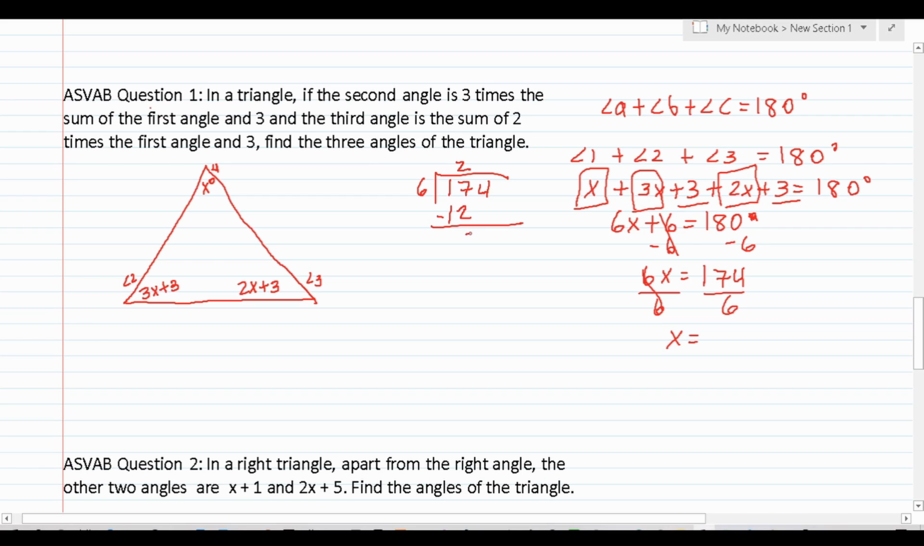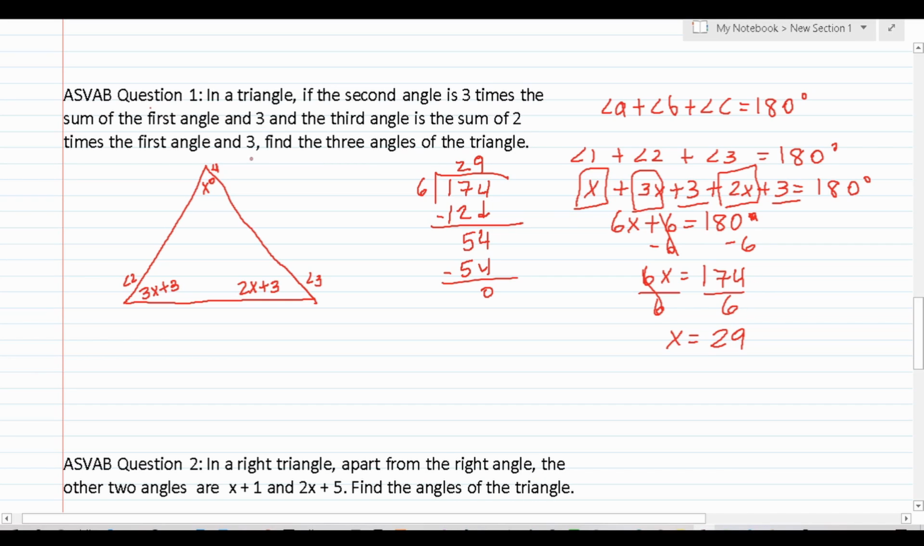7 minus 2 is 5. 1 minus 1 is nothing. Go ahead and drop down this 4. Now we're asking ourselves, how many times does 6 go into 54? 6 times 9 is 54. Therefore, we can see we have no remainder. In other words, x is simply 29.